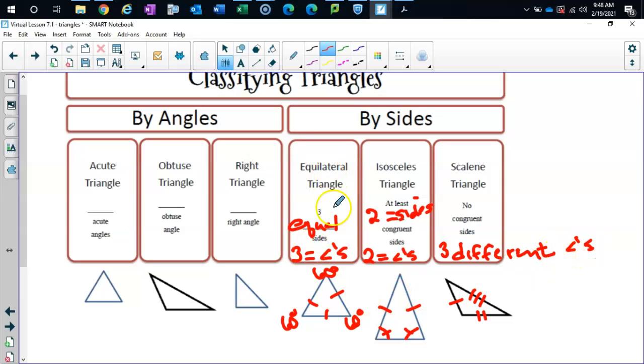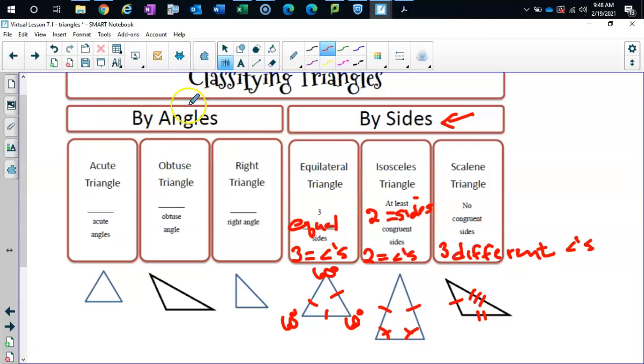Okay? Look how easy this is. Equilateral, 3 equal sides, 3 equal angles. Isosceles, 2 equal sides and 2 equal angles. And scalene, 3 different sides and 3 different angles. Okay? So, these words, equilateral, isosceles, and scalene, are classifying a triangle by the lengths of its sides.